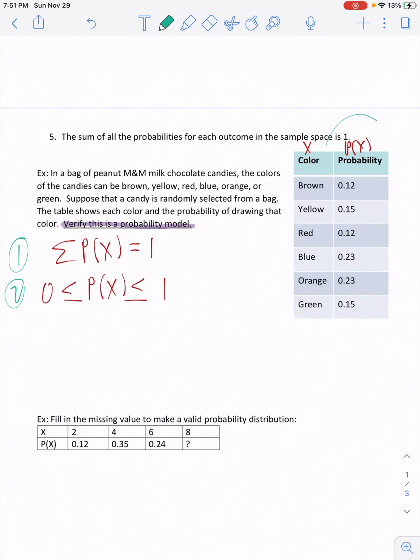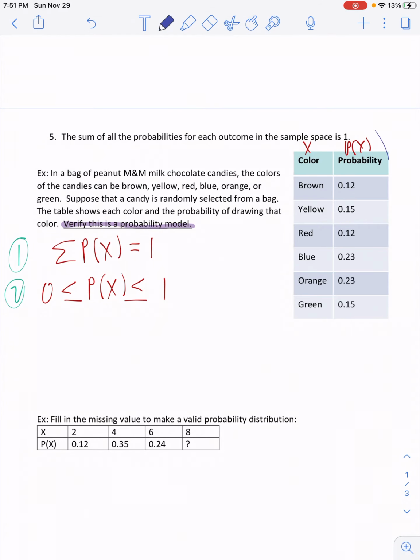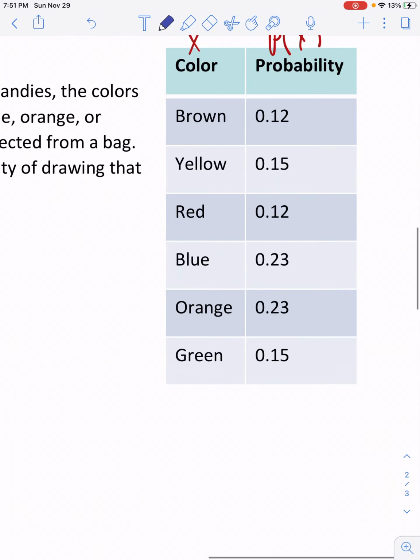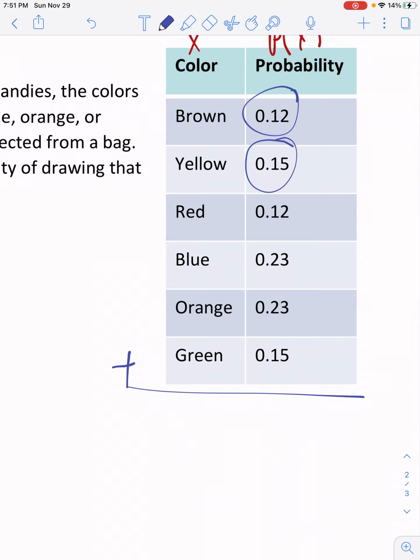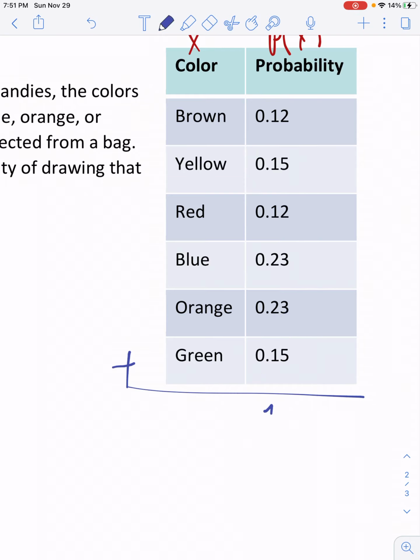So P of X is the probability column. The sum just means they add up to be 1. So these probabilities, whatever you're given, need to add up to be 1. So if I added up all of these, 0.12, 0.15, right? And so on. Go ahead and do it in your calculator and pause the video if you need to. It will add up to 1. That means it's a probability model. Well, that's the first step.